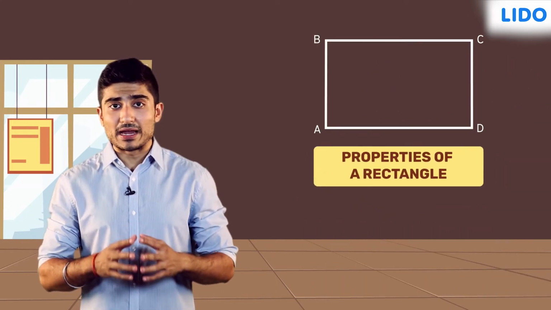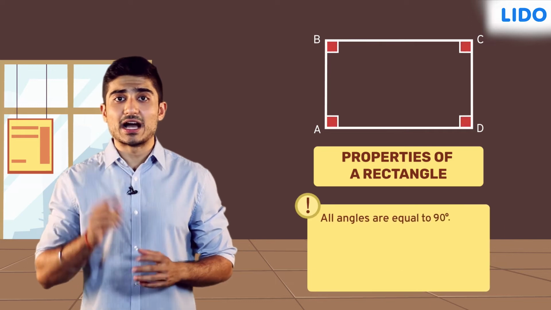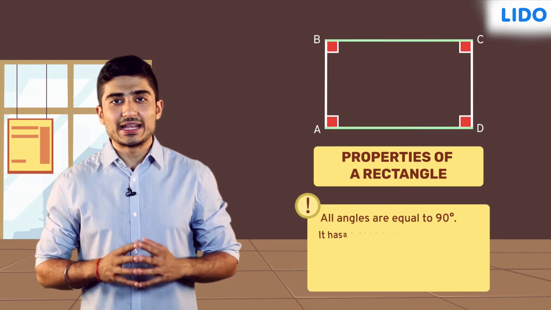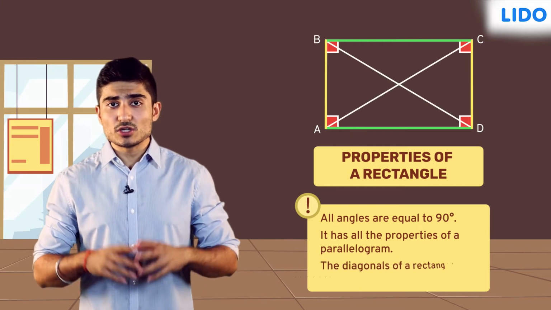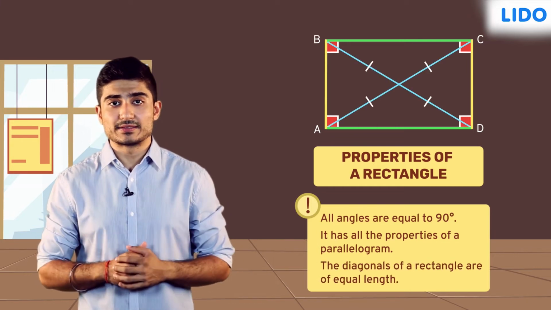Now, let's talk about a rectangle. A rectangle is a parallelogram in which all angles are equal to 90 degrees. It has all the properties of a parallelogram. In addition, the diagonals of a rectangle are of equal length.